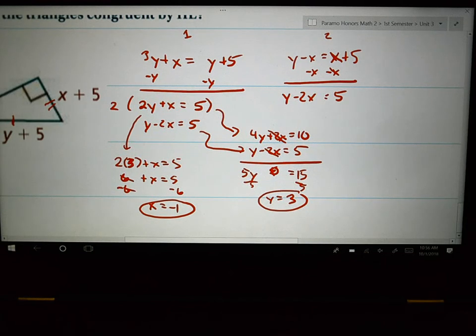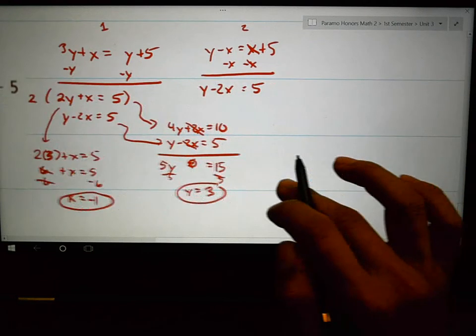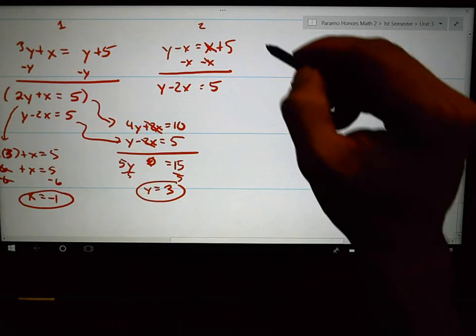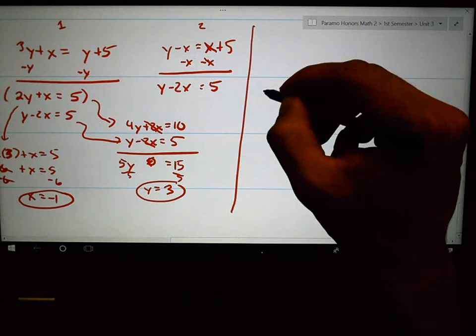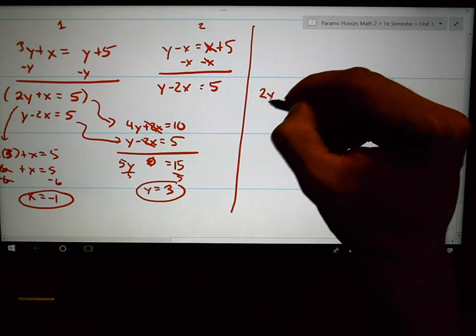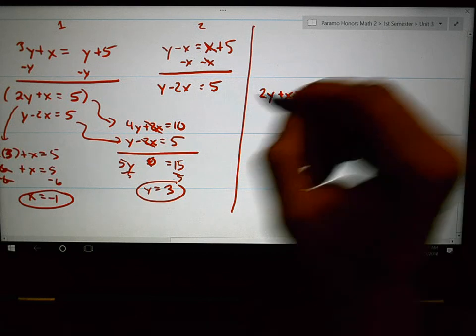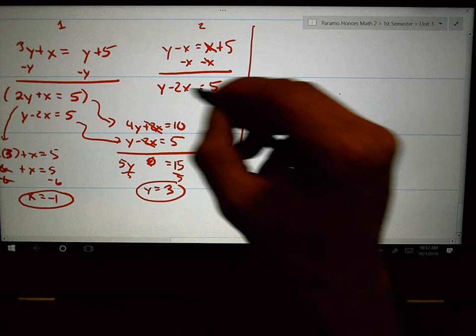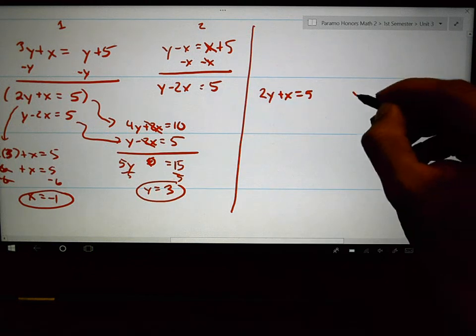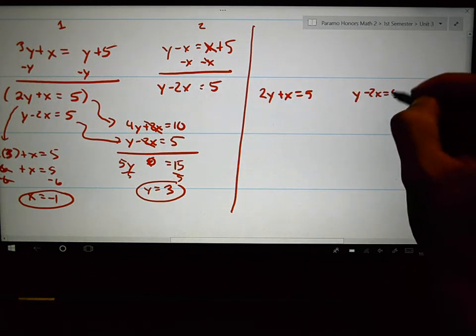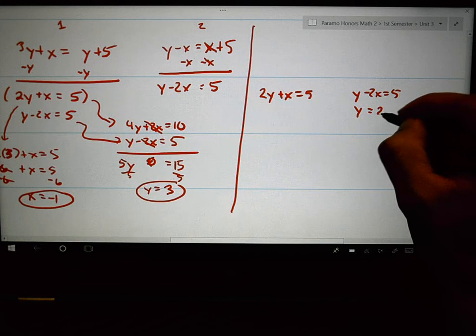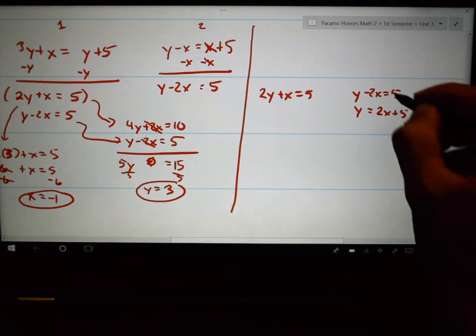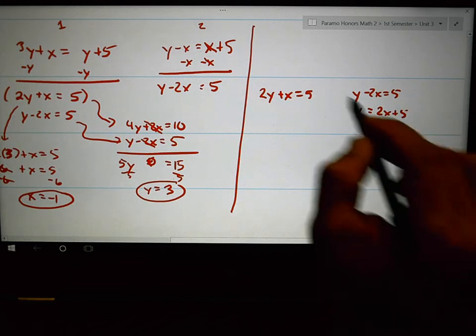If you like the addition method, it's good. A lot of times you just have to change one or both equations to get it to work. Those of you who said substitution, you could have easily done 2y plus x equals 5. And then this other one has y minus 2x equals 5. I'm going to put y equals 2x plus 5. I'm going to add the 2x to this side. And now I'm going to substitute that in over there.